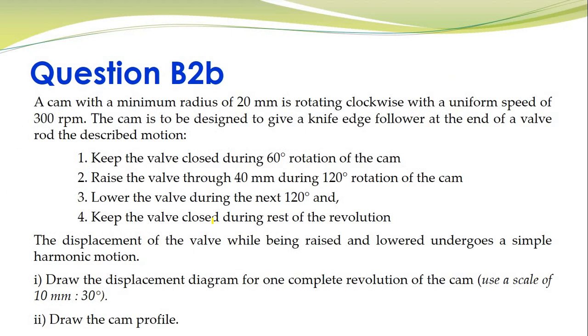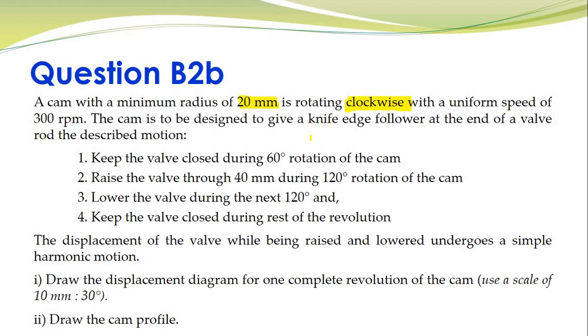Now let's look at question B2B. We have a cam with a minimum radius of 20 mm. It is rotating clockwise. So the minimum radius is 20 mm, which is very important information, and at the same time it is rotating clockwise. This information will be helpful when we draw our cam profile, with a uniform speed of 300 revolutions per minute.